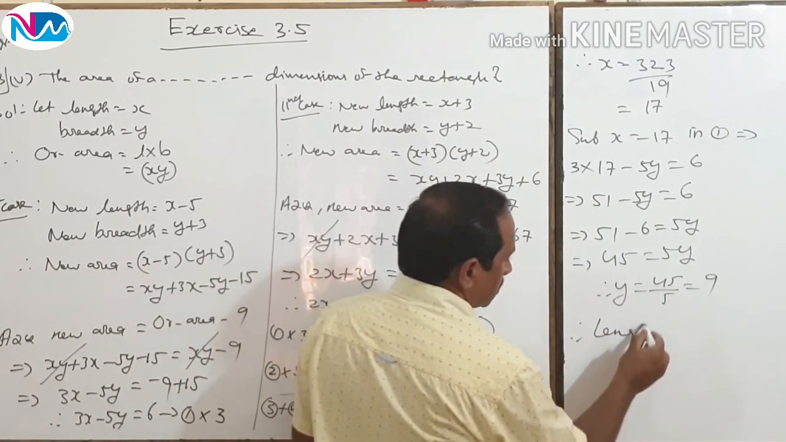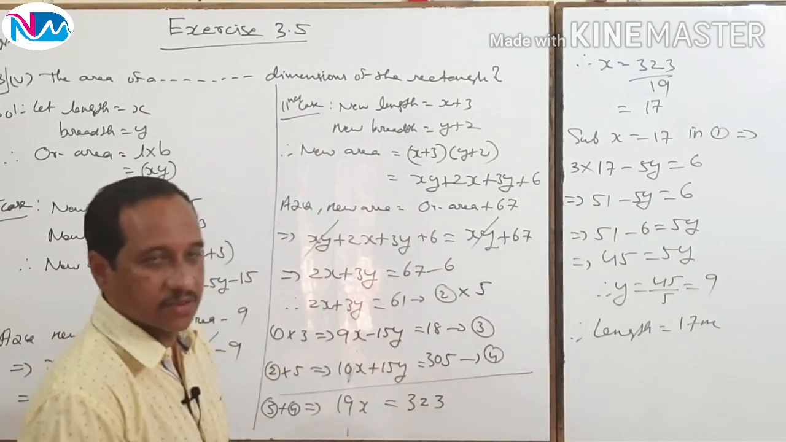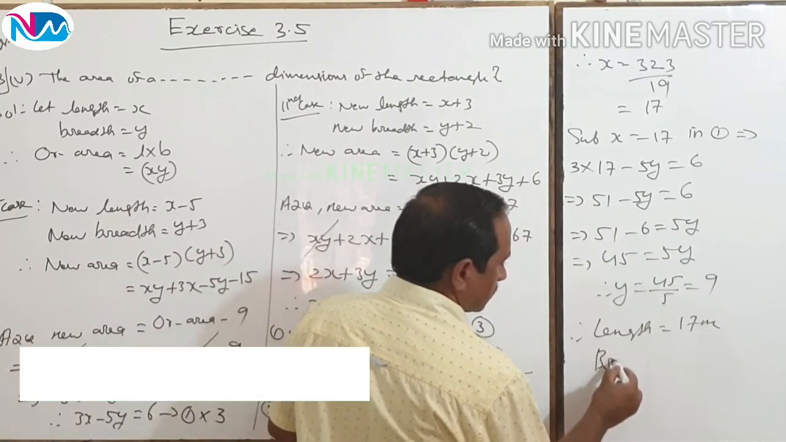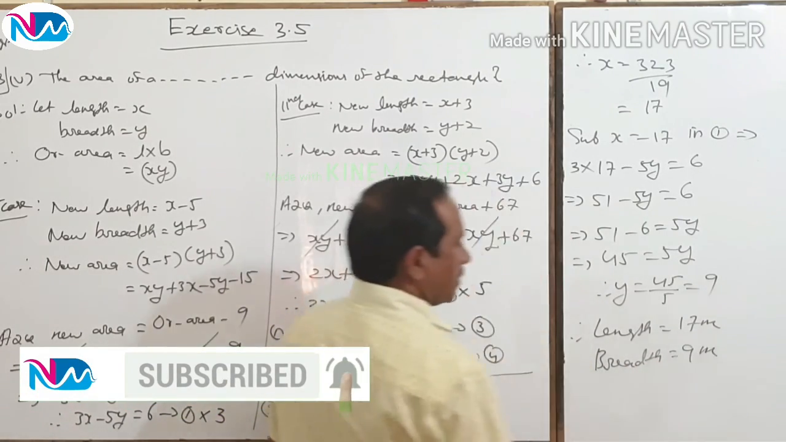Therefore, the length is equal to 17 meters. That is the original length, and the breadth is equal to 9 meters.